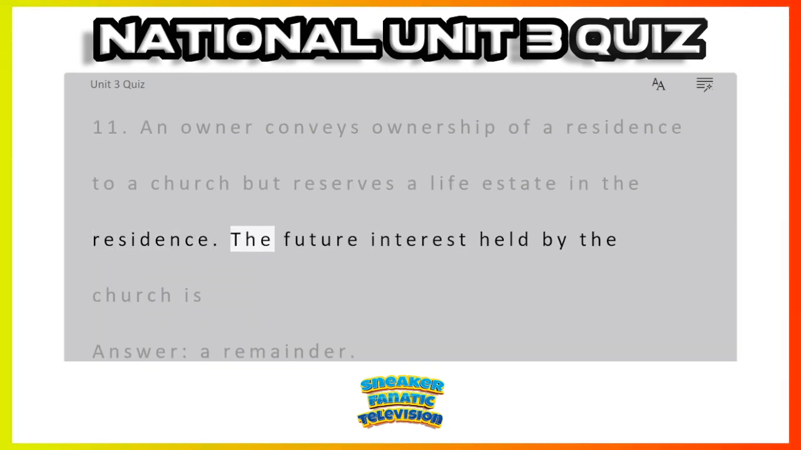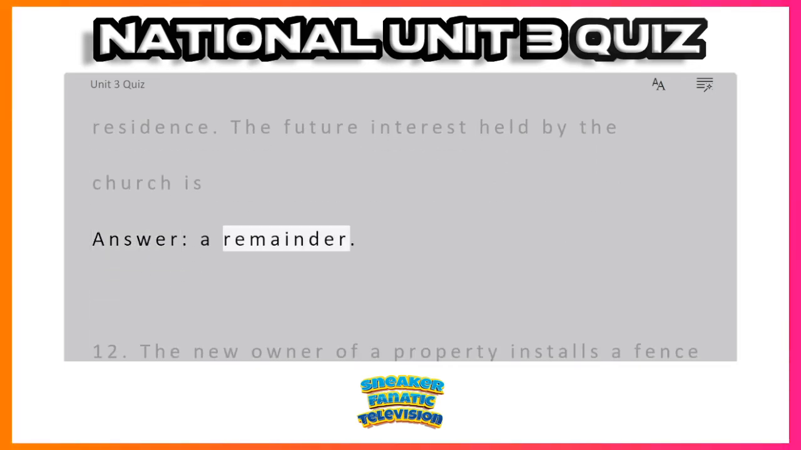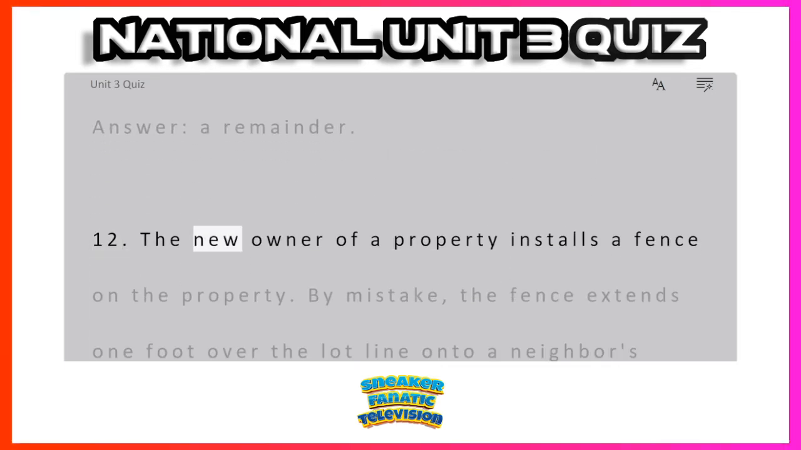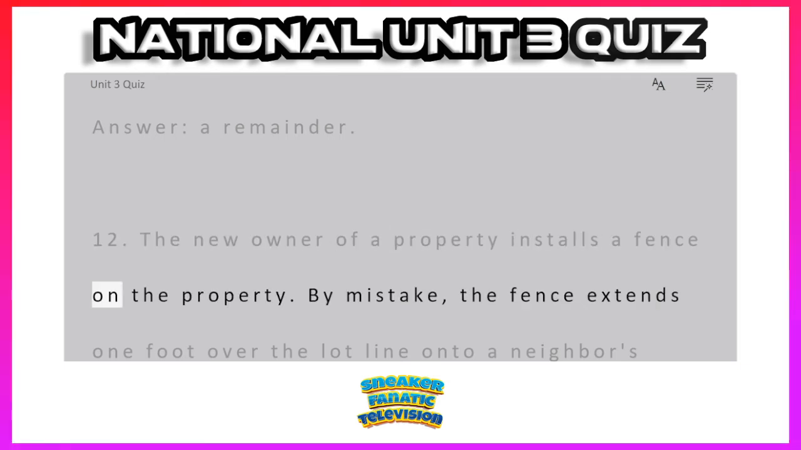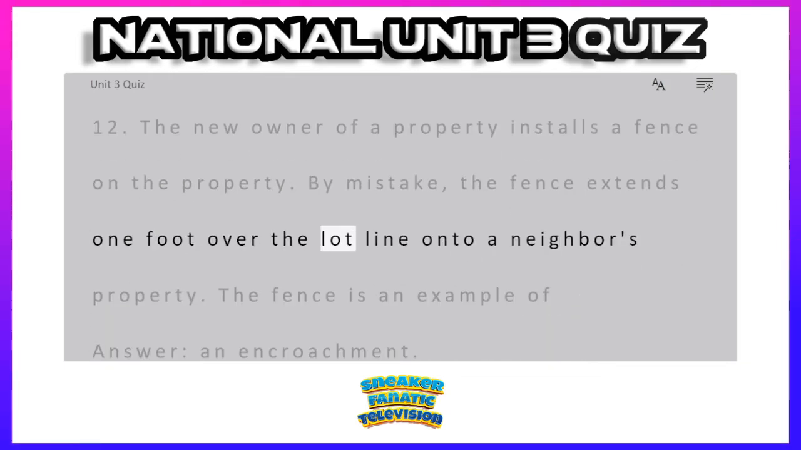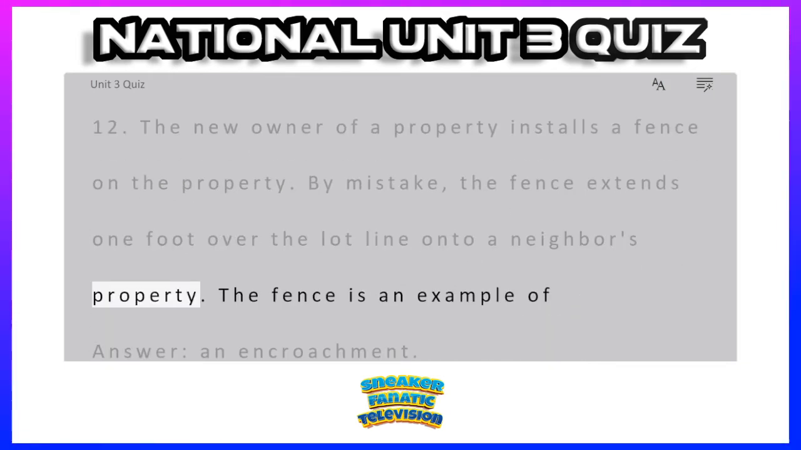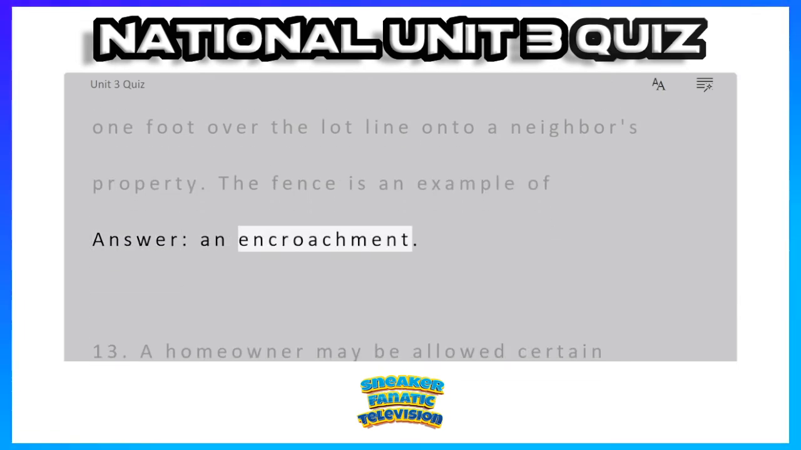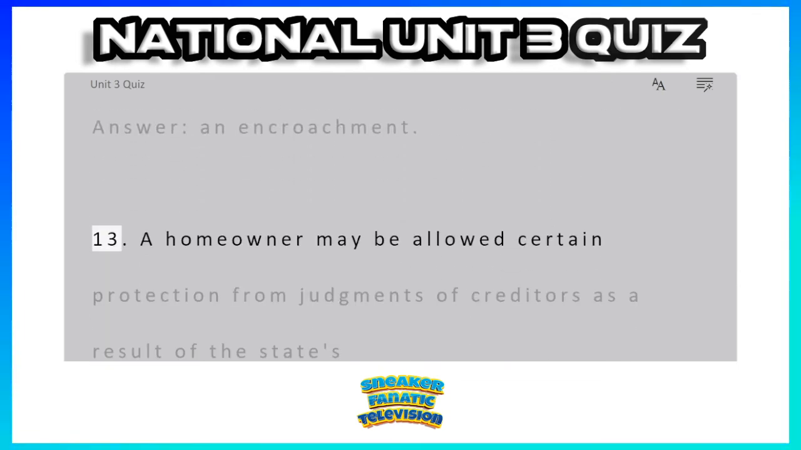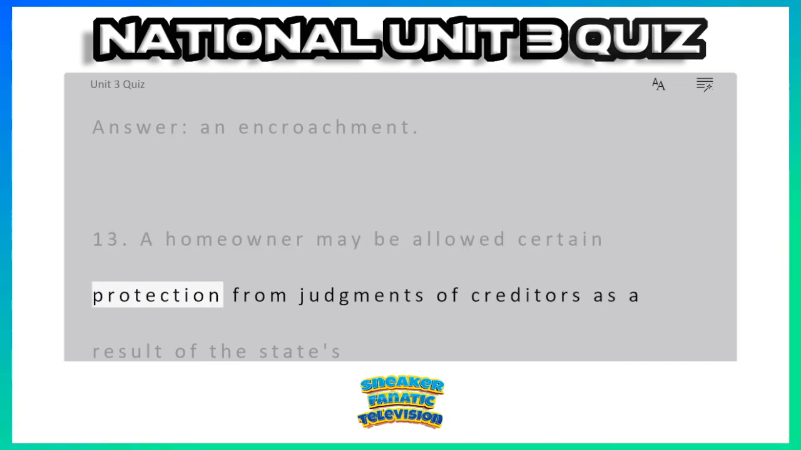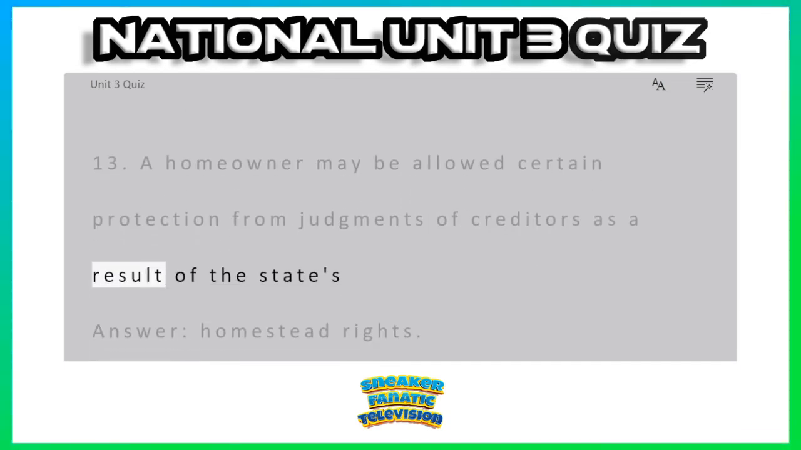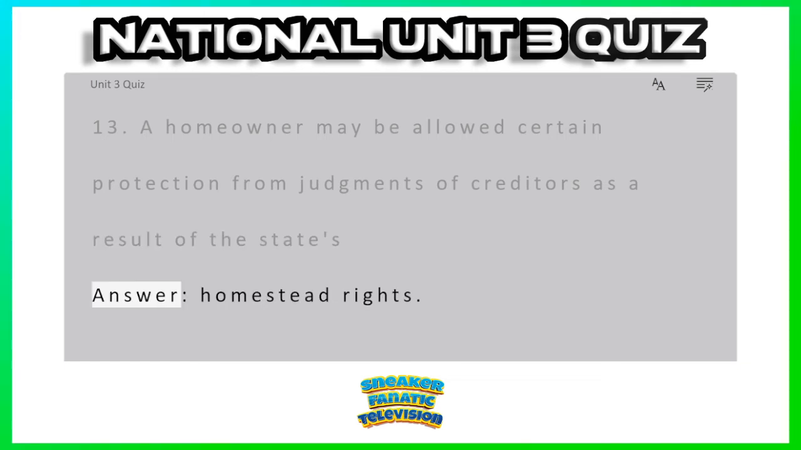11. An owner conveys ownership of a residence to a church but reserves a life estate in the residence. The future interest held by the church is. Answer: A remainder. 12. The new owner of a property installs a fence on the property. By mistake, the fence extends 1 foot over the lot line onto a neighbor's property. The fence is an example of. Answer: An encroachment. 13. A homeowner may be allowed certain protection from judgments of creditors as a result of the state's. Answer: Homestead rights.